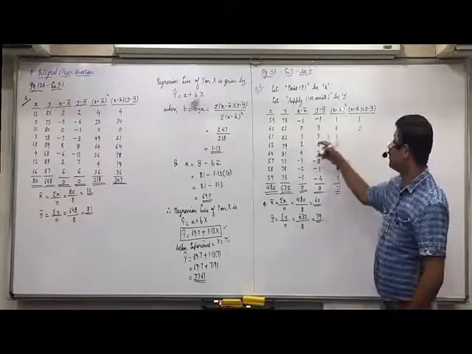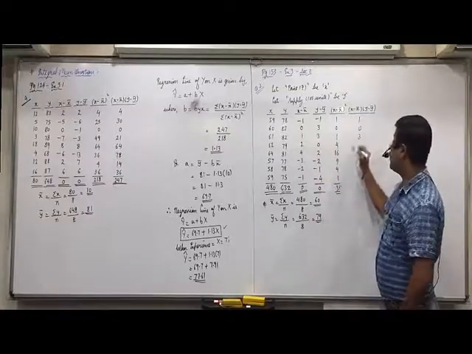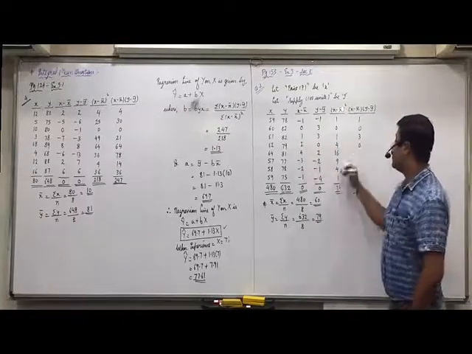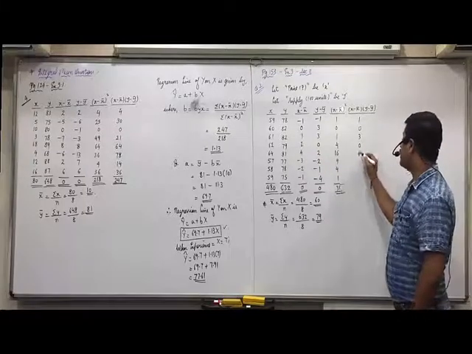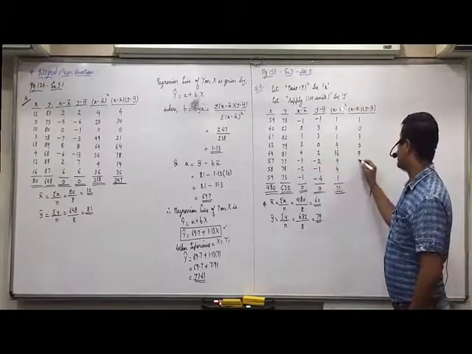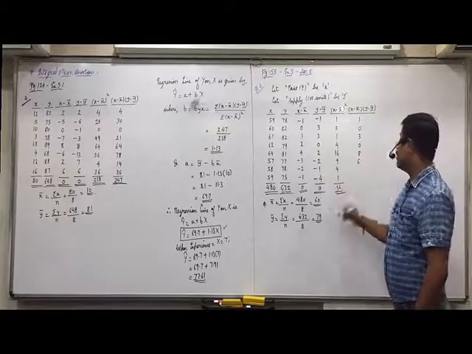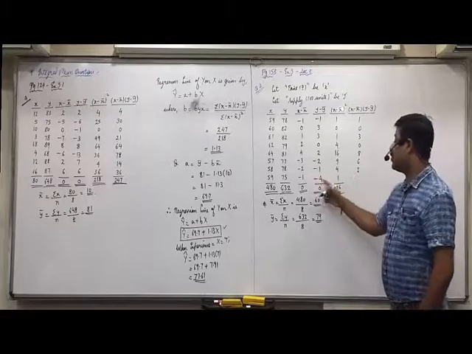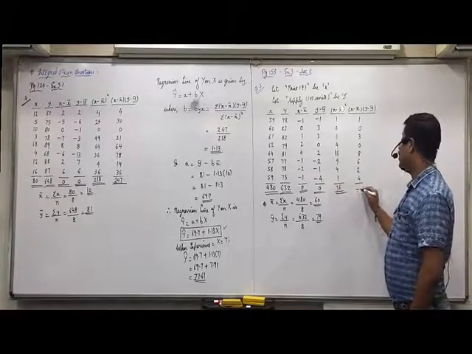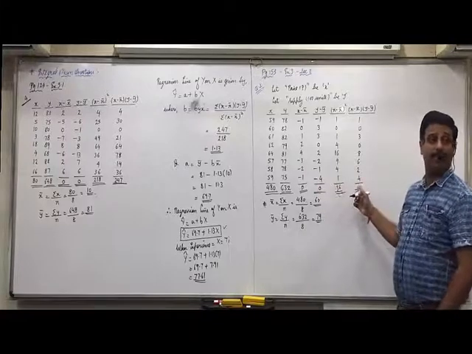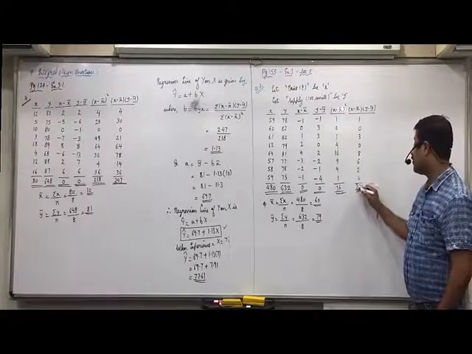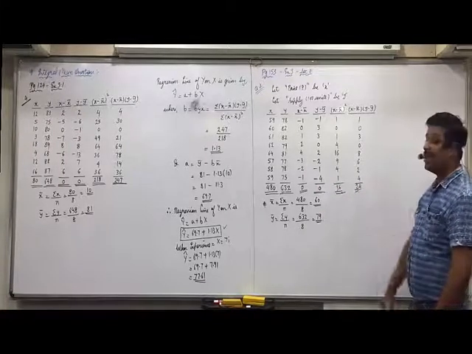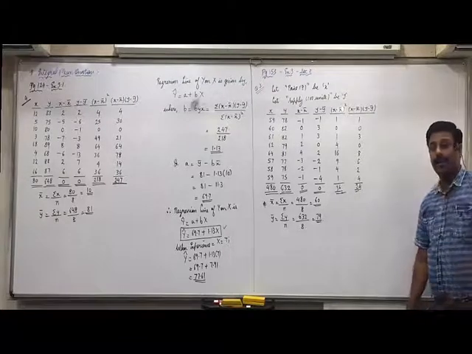0 into 3, 0. 1 into 3, 3. 2 into 0, 0. 4 into 2, 8. Minus 3 into minus 2 plus 6. Minus 2 into minus 1 plus 2. Minus 1 into minus 4 is 4. Total is 24. Is everyone clear with it?